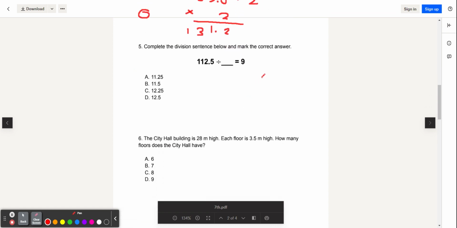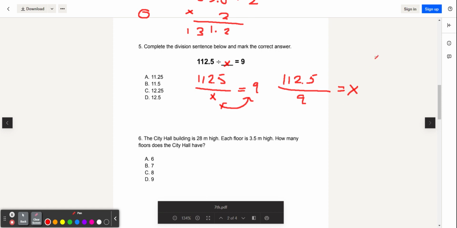Complete the division sentence below and mark the correct answer. So if we rewrite this using x as our unknown, we get something like this. We can multiply both sides by x and then divide, or we can just flip these. It's the same thing, it's just in one step instead of two. We get something like this. And now we just simply have to divide.